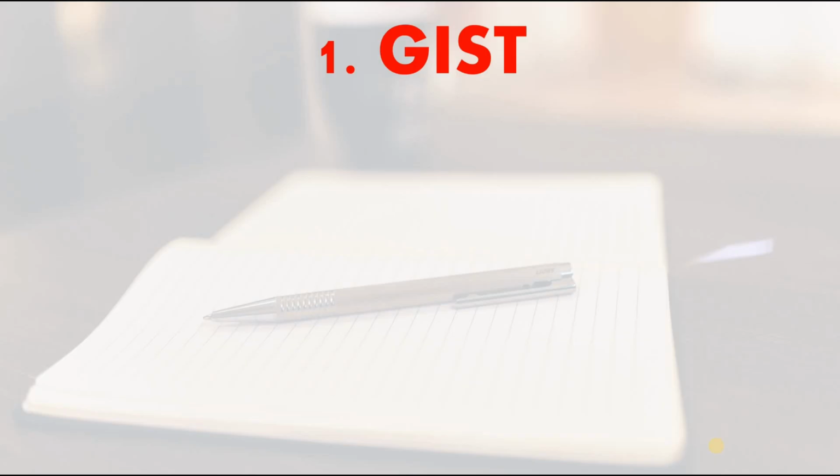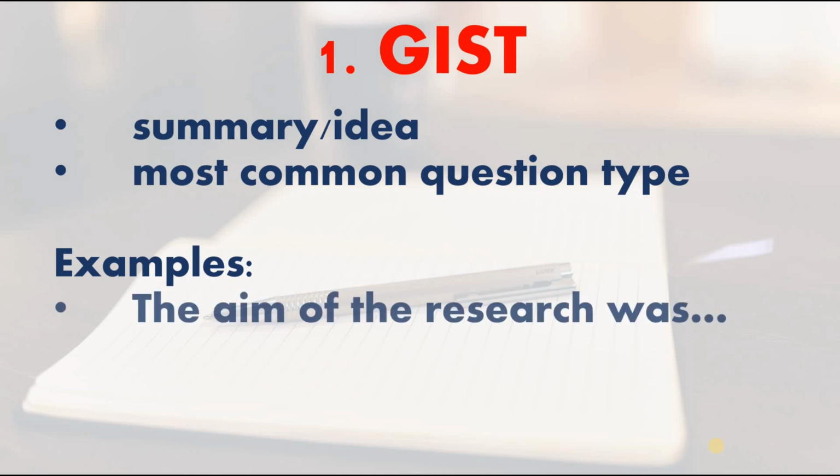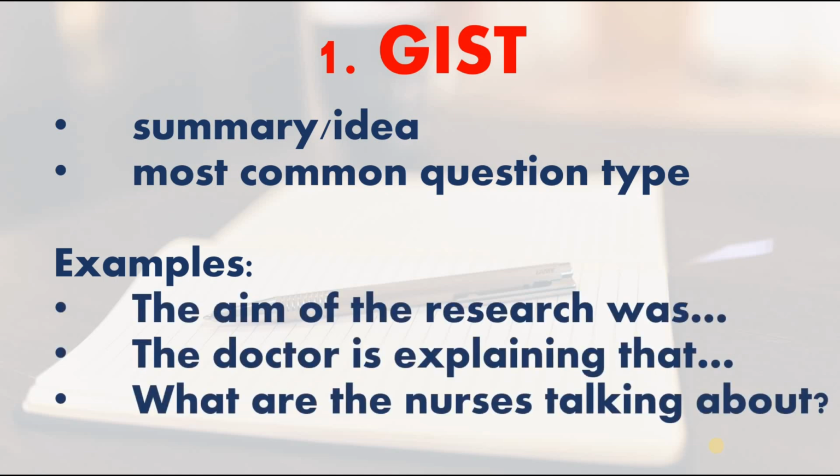The first one is the gist question. This question asks you about the summary or the main idea of the conversation, and it's also the most common question type. The following are examples of gist questions. The aim of the research was, the doctor is explaining that, what are the nurses talking about? Take note of these keywords or key phrases. Aim, talking about. So remember to find the choice that contains the summary or the main idea of the conversation.